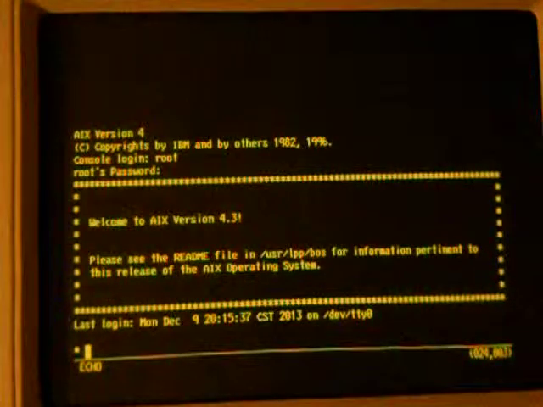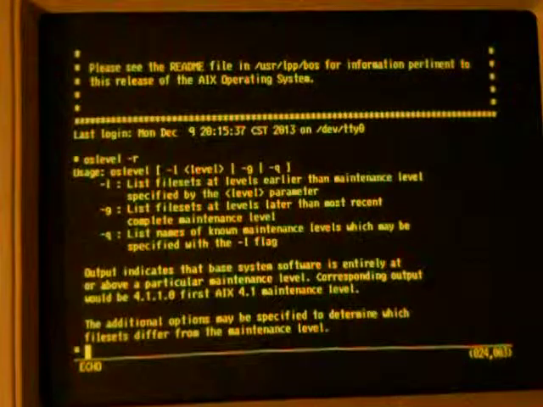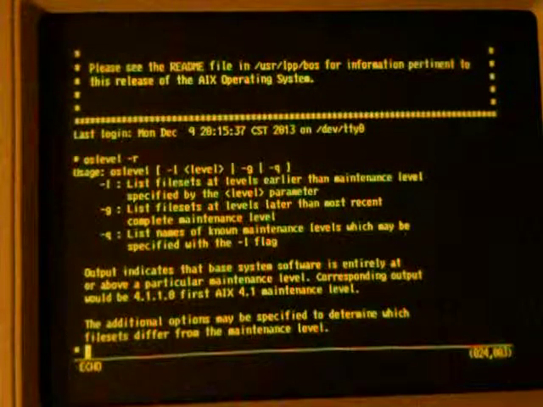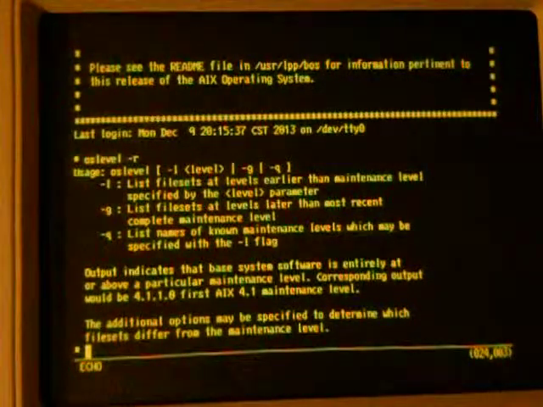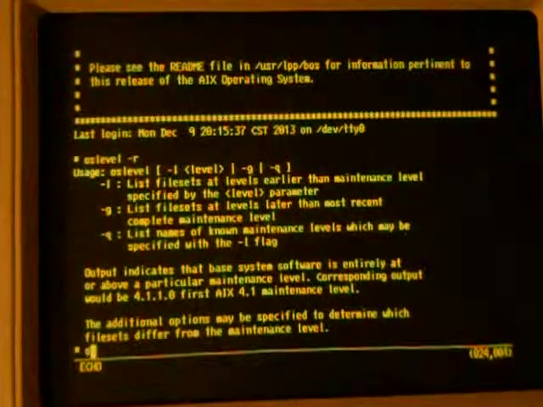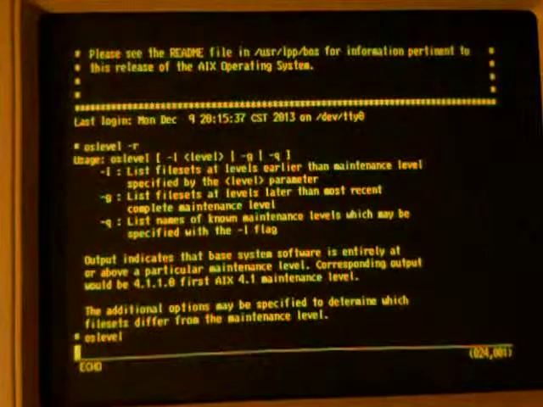Maintenance level 11. So, one of the things we can do. Oh, I almost level R, isn't something. Okay. Wait a minute. What I'm trying to do is get the proper maintenance level right now. Just do straight OS level.